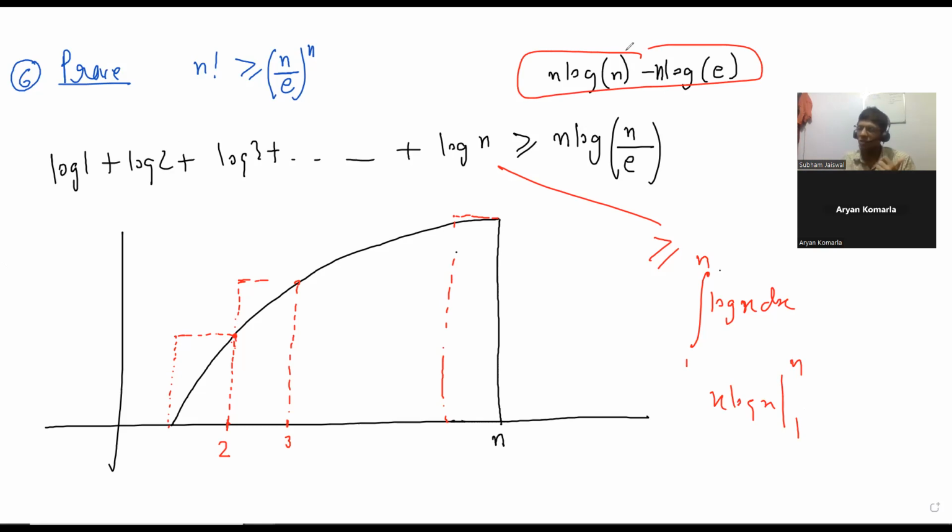Which is what we usually don't do, right? This thing, you see it as an area of this rectangle, is the idea. So this goes under the topic of approximating summations with integrals.